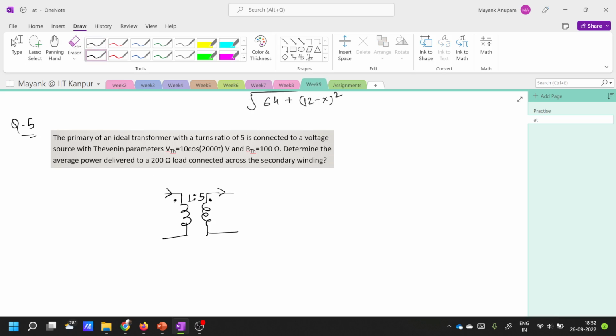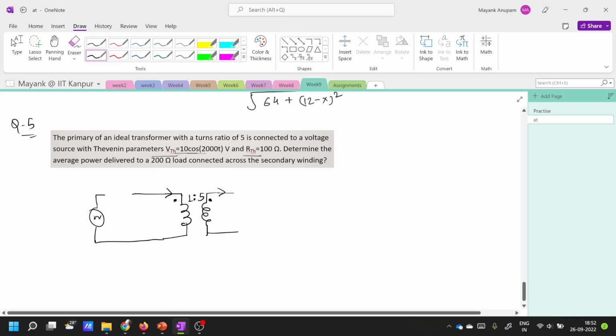To 5. The turns ratio is given as 5, right? This is the ideal transformer. Now you see it is written that it is connected to a voltage source whose Thevenin parameters are VTH is equal to 10 something and RTH. This is the voltage source here, whose voltage is something. This is its RTH and this is its VTH.